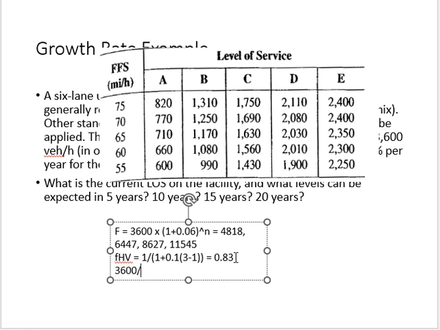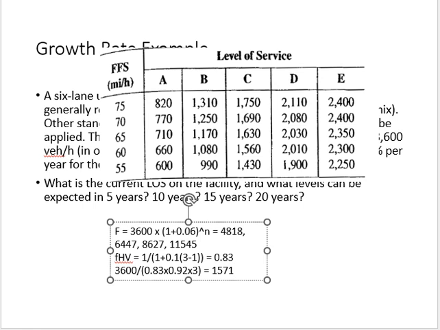So 3600 divided by 0.83. What is the peak hour factor? 0.9. We didn't add the number of lanes, sorry. The number of lanes as well, it's per lane. So 3 lanes. Divided by 3, how much? 1571.